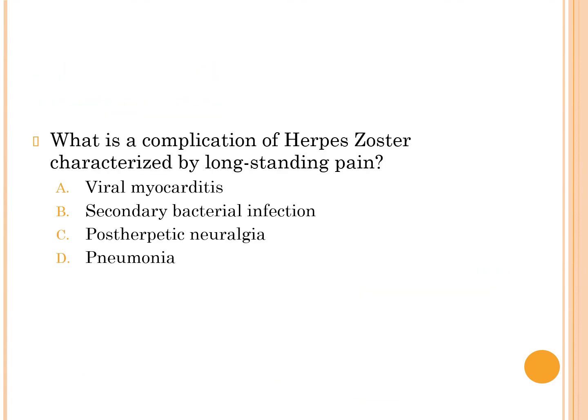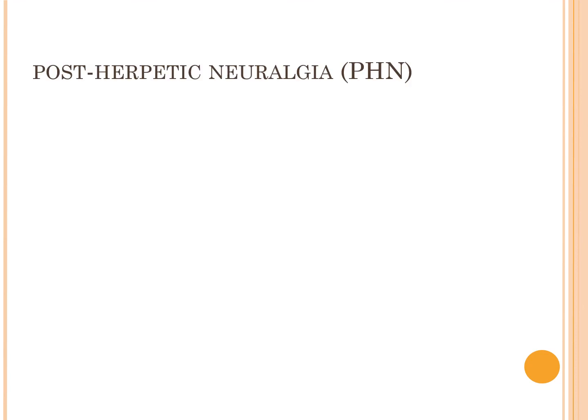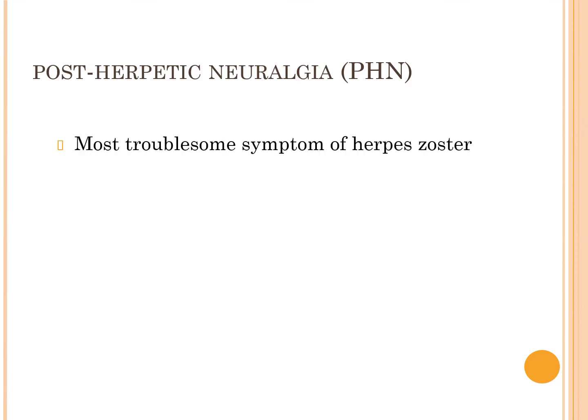Question: what is a complication of herpes zoster characterized by long-standing pain? Is it viral myocarditis, secondary bacterial infection, post-herpetic neuralgia, or pneumonia? And the answer is post-herpetic neuralgia. Post-herpetic neuralgia is the most troublesome symptom of herpes zoster.